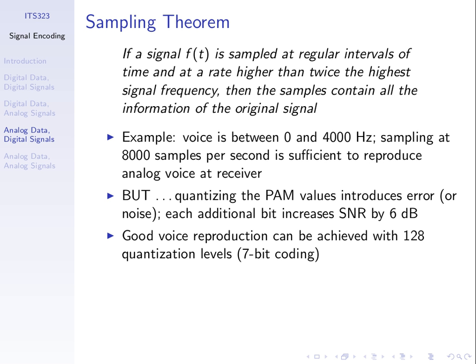44,100 samples, each sample 16 bits. But in fact, because it's stereo, I need to do that twice. I need to record both the left channel and the right channel. So there's 2 times as many bits. That's the number of bits stored every second.